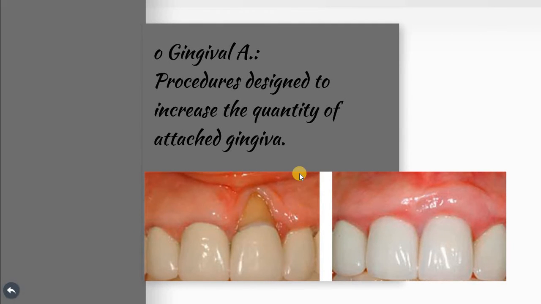We have gingival augmentation. Well, we have a recession due to loss of keratinized tissue or due to loss of connective tissue. In this case, we do augmentation of gingiva, a procedure designed to increase the quantity of the attached gingiva or increase the bulk, the size, of the lost gingiva.